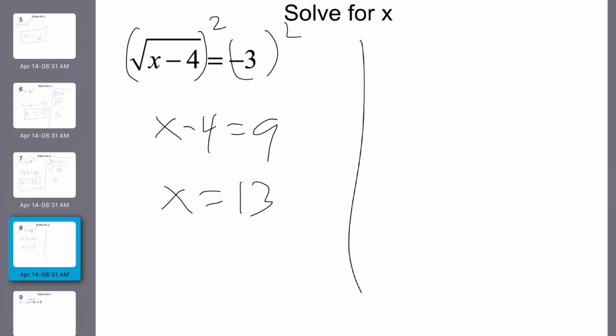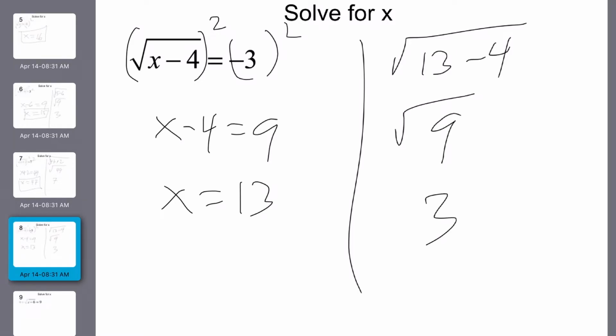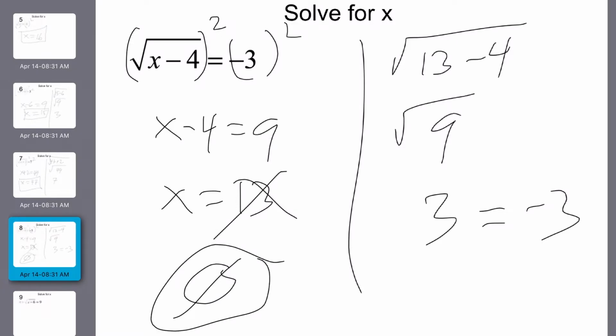And we plug this back in, and we get the square root of 13 minus 4, and 13 minus 4 is 9, so the square root of 9, which is 3, and here you would get 3 equals negative 3, and you know that's not true, so you know 13 doesn't work, so there's no solution to this problem.